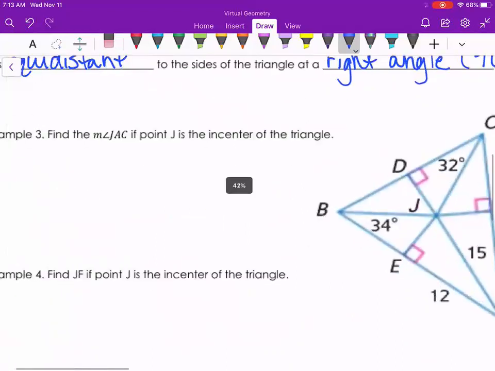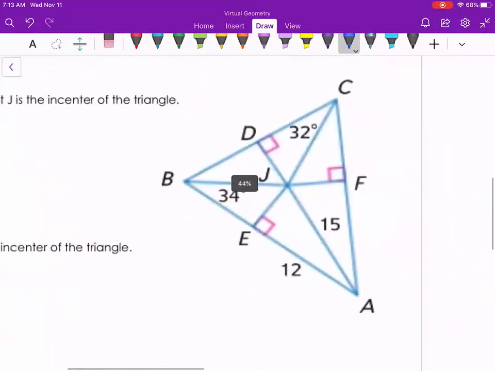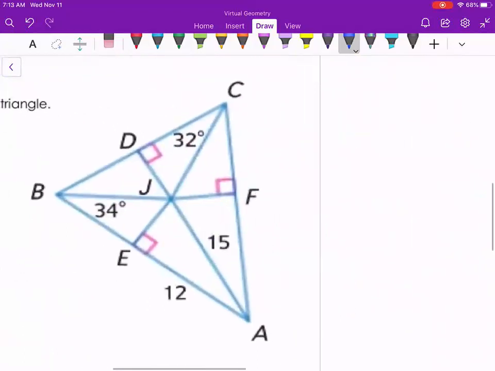So looking at example 3, find the measure of angle JAC if point J is the incenter. So let's start with that, JAC. So we start at J, go down to A, and out to C. So I am looking for this missing angle. I'm going to color it in so we can find it easily. I'm looking for that missing angle.